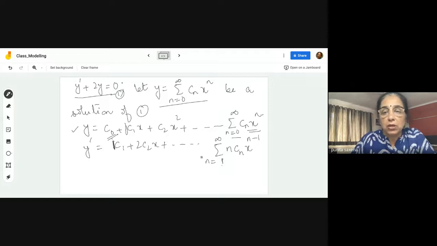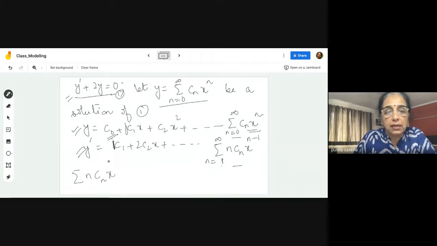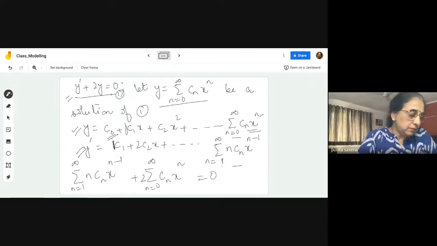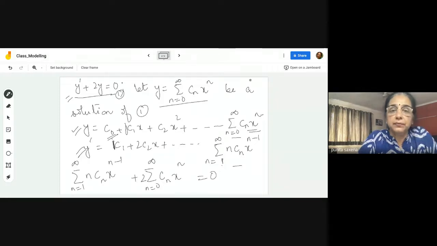Now, that means this y and this y dash, both of them must satisfy my differential equation, in the sense that I must have summation n cn x to the power n minus 1, n from 1 to infinity, plus 2y. This was y dash plus 2y. So plus twice summation cn x^n, n from 0 to infinity, must be 0.